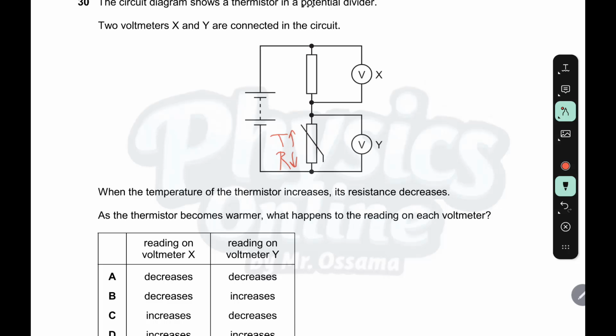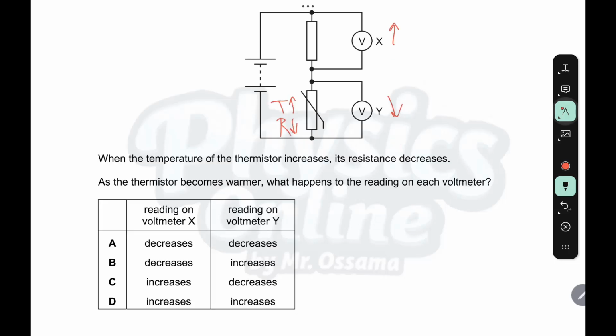As the thermistor becomes warmer, what happens to the reading on each voltmeter? Temperature increases, resistance decreases, which means the potential difference here also decreases. The sum of them is the same, so when this one decreases, the potential difference in Y increases. So the reading on X increases, the reading on Y decreases. So the answer is C.